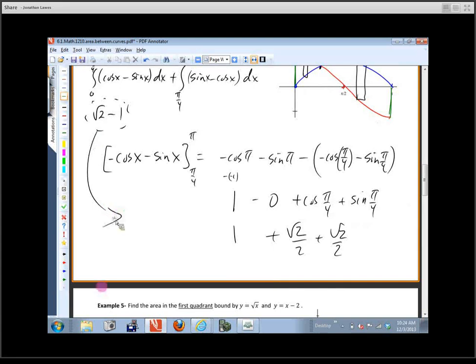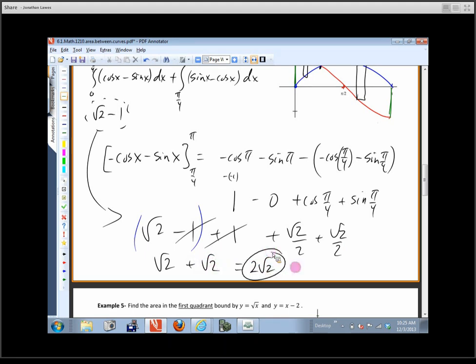So I'll bring down that original answer right here. I had radical 2 minus 1 and then plus the 1, so these guys will go away. Okay, this is from that original integral right here, right? Is that okay? So I get radical 2 from this one, and I get radical 2 from this one. So I get 2 radical 2 as an exact answer, and roughly 2.8-ish for that one. Okay, any questions?